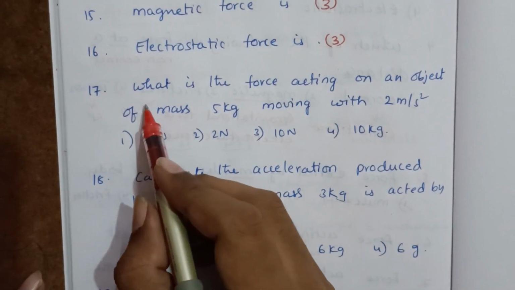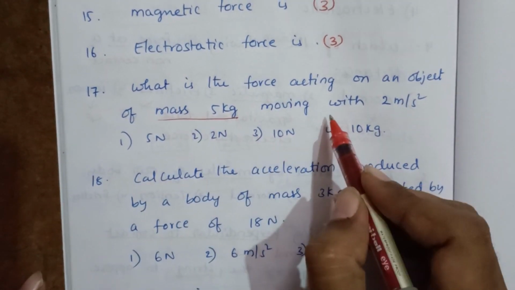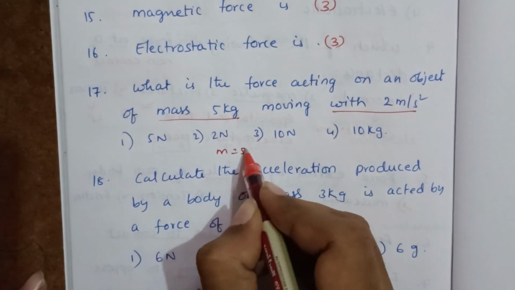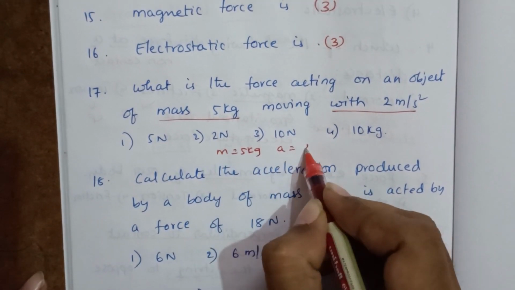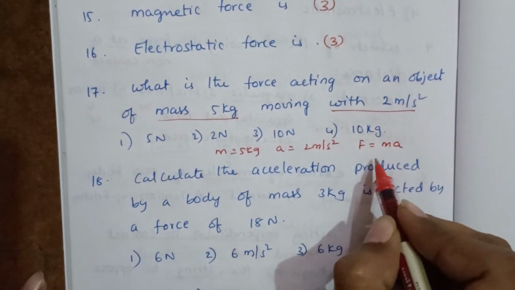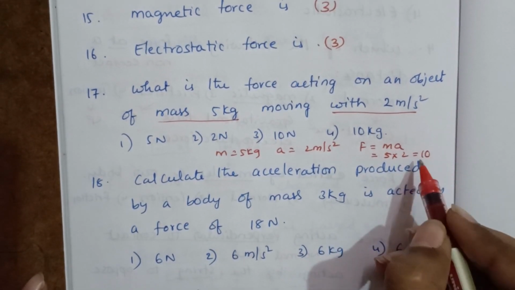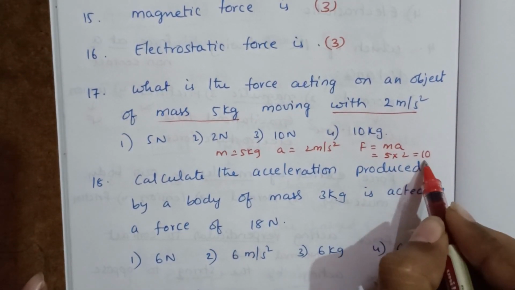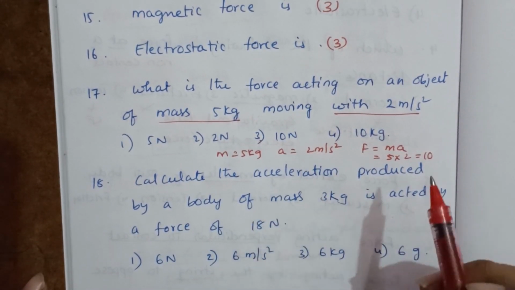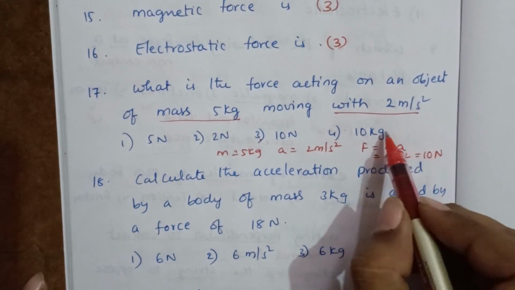Next question: what is the force acting on an object of mass 5 kg moving with acceleration 2 meter per second square? Mass equals 5 kg, acceleration is 2 meter per second square, force equals mass into acceleration. So force equals 5 into 2, which is 10. What is the unit? Force units are Newton, not kg.